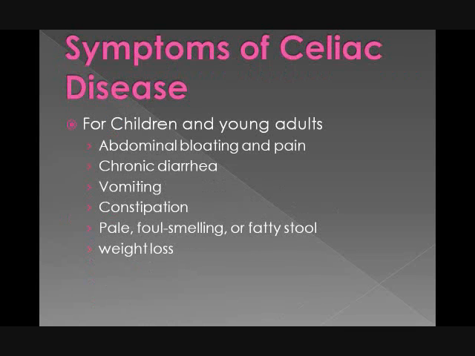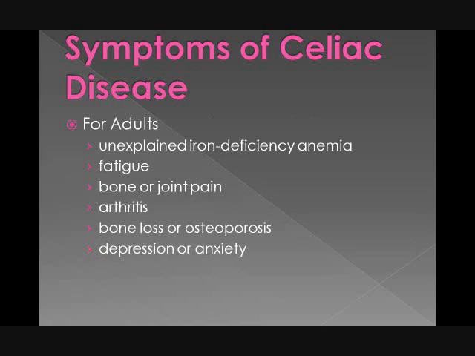The symptoms of celiac disease in children and adults vary. For children, you could expect abdominal bloating or pain, chronic diarrhea, vomiting, constipation, foul smelling or fatty stool, and weight loss. For the symptoms present in adults, presence of unexplained iron deficiency anemia is very notable.